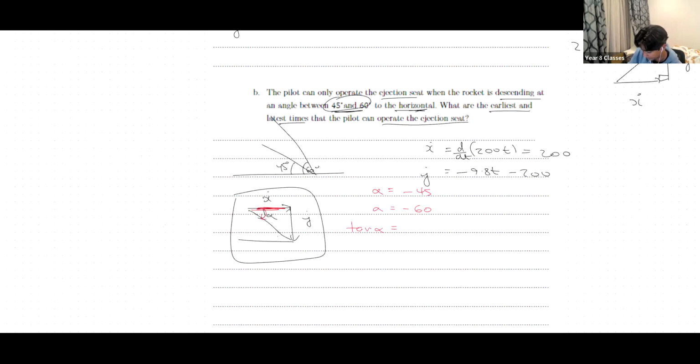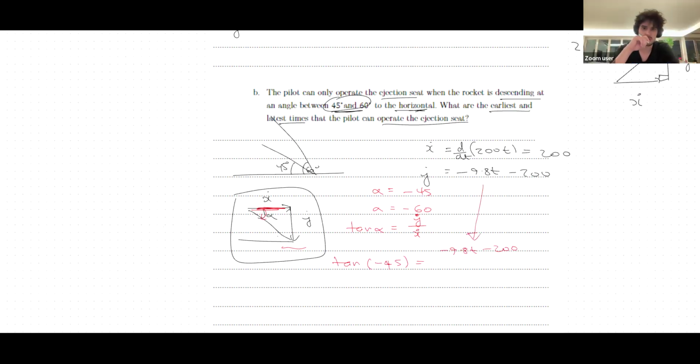Okay, so then I know that just as a definition, tan alpha is going to be y dot on x dot, just thinking from this triangle over here. So if I say tan negative 45, this is going to be equal to minus 9.8t minus 200, notice I'm just plugging in what we solved for y dot in terms of t, on 200. Yep, exactly. And what is tan negative 45?